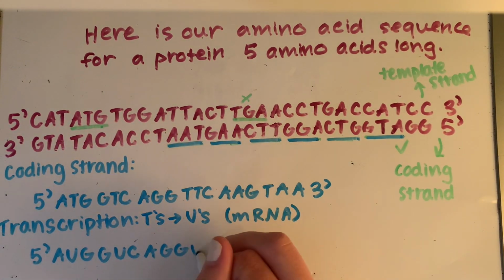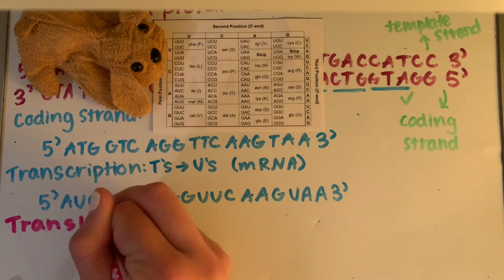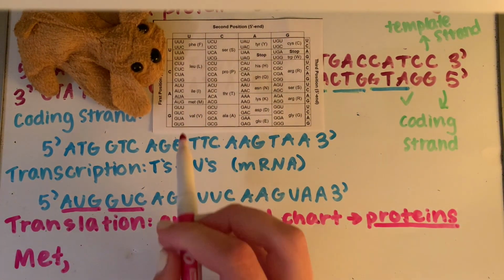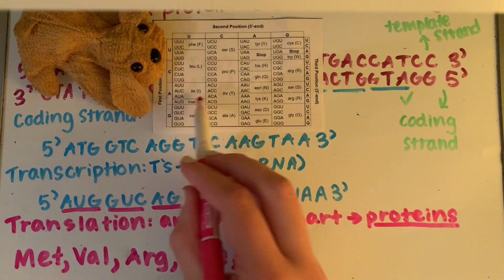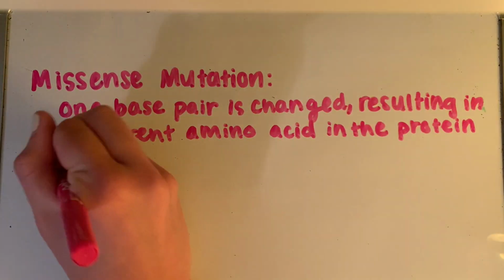Through transcription, the coding strand thymines will all be transcribed into uracils in mRNA. In translation, the mRNA will be translated into amino acids using our amino acid codon chart. Now we will look at 4 examples of different point mutations that can occur, starting with a missense mutation.